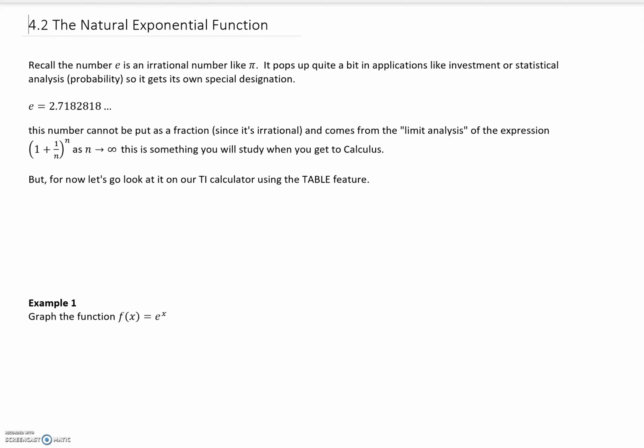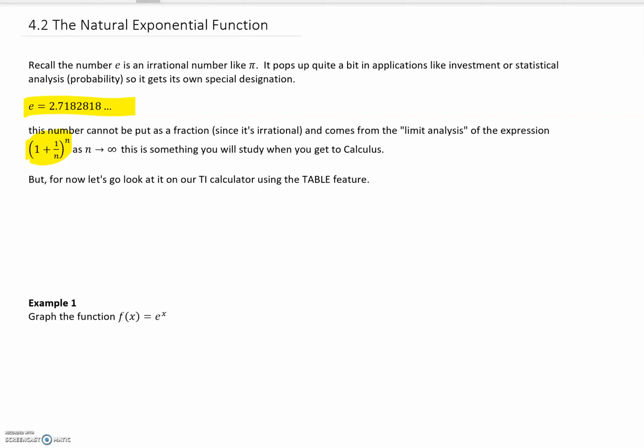So it gets its own special name, and if you punch it into your calculator, you'll see that e has those digits and it goes on forever and ever. The number can't be put as a fraction because it is irrational. And if we look at the limit analysis of the expression (1 + 1/n), and we make n large, going to infinity, we approach this number e. This is something you'll study in calculus when you actually take the limit of expressions.